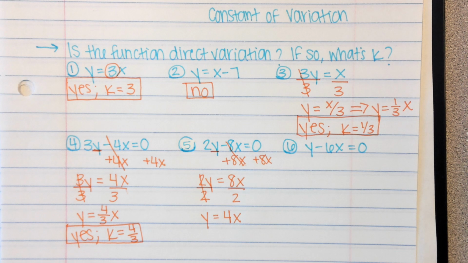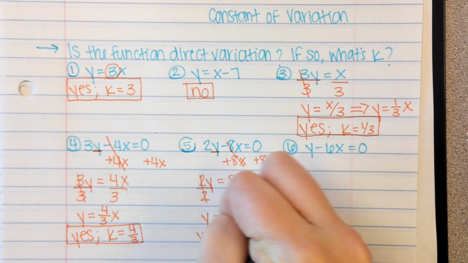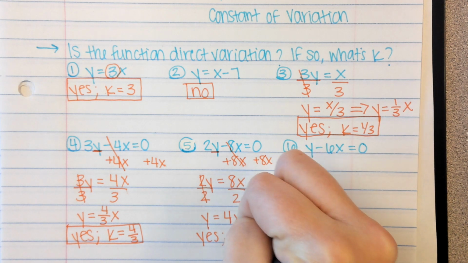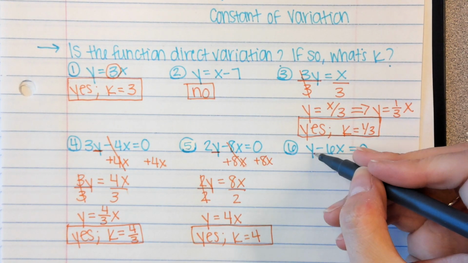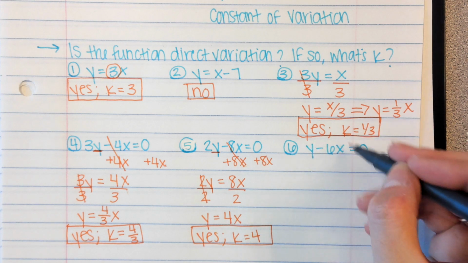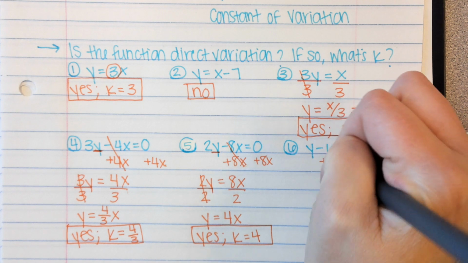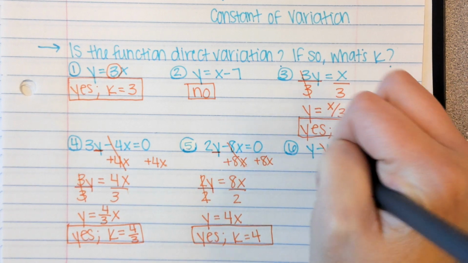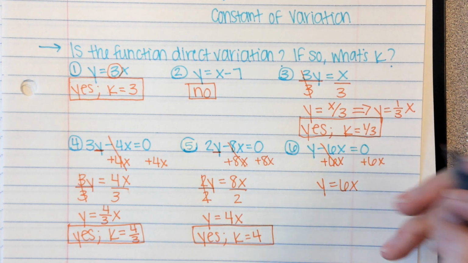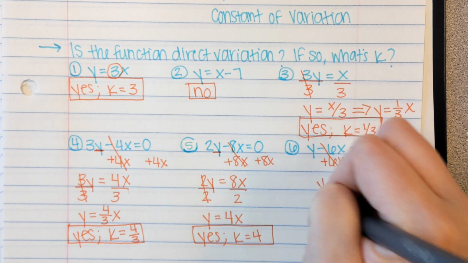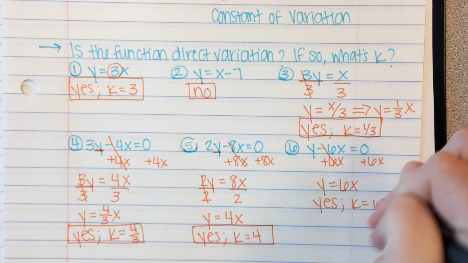Is that direct variation? Yes. And what does k equal? 4. All right, number 6, we've got to get the y by itself, so we need to move this negative 6x over. How can I do that? By adding 6x. So we get y equals 6x. Is that direct variation? Yes, it is. And what does k equal? 6.